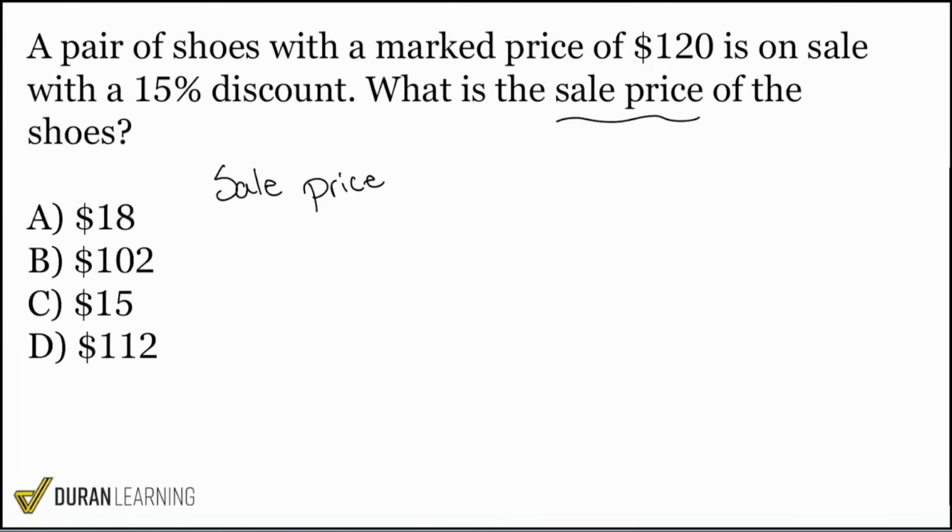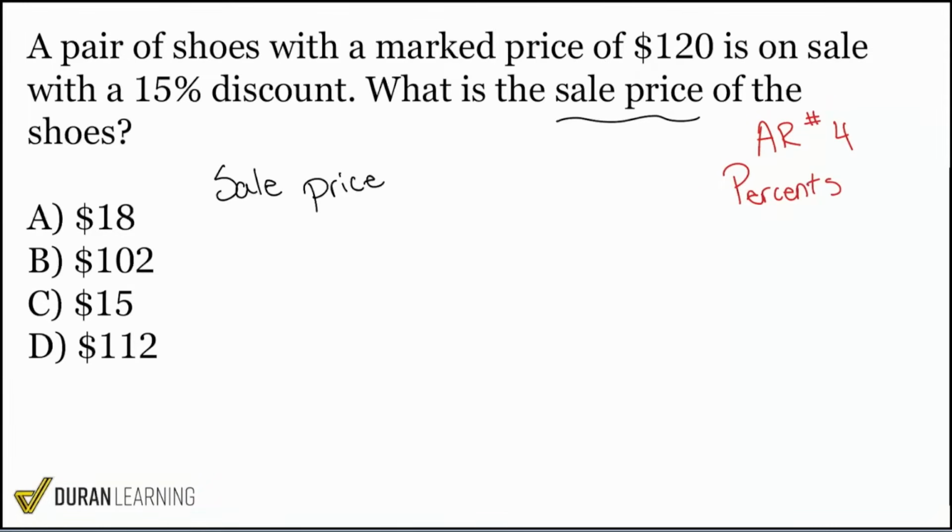And then we see the information and it says a pair of shoes with a marked price of $120 is on sale with a 15% discount. What is that sale price? Okay, everybody. So real quick, let's go through the topic that we're doing here. This is going to be arithmetic reasoning, unit number 4. And this is going to fall under percentage word problems. So I'm just going to write percents here.